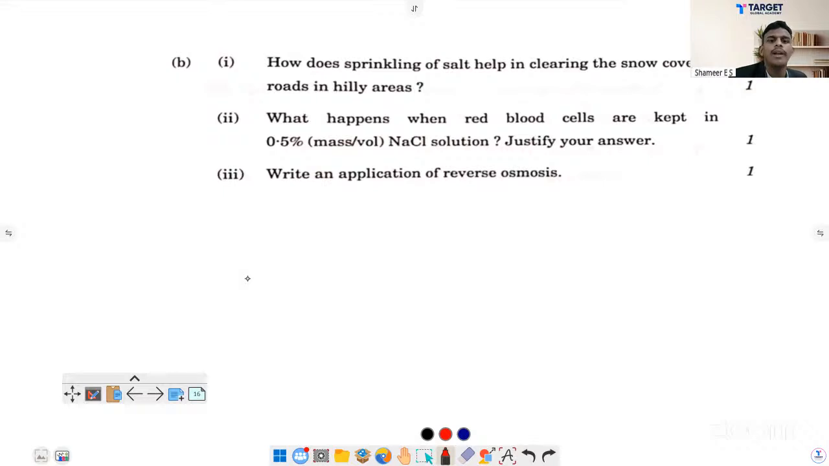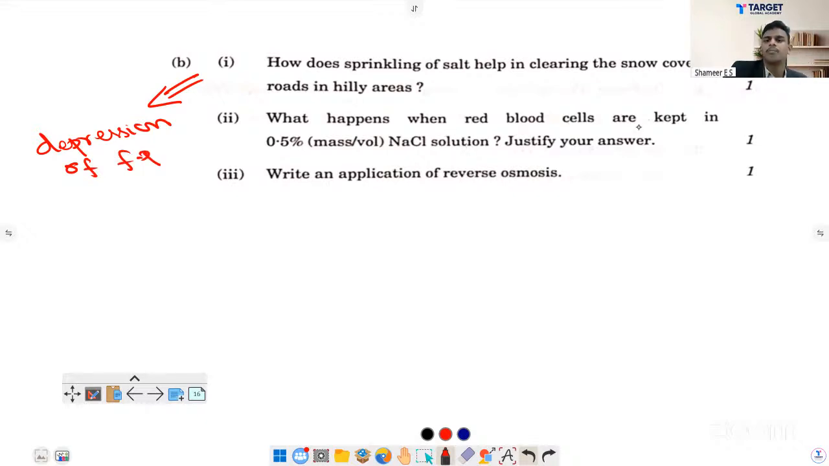Next, how does sprinkling of salt help in clearing the snow-covered areas? In hilly areas, sprinkling of salt will help to clear the snow because by adding a non-volatile solute, its freezing point gets depressed. So you should mention depression in freezing point of water or snow.